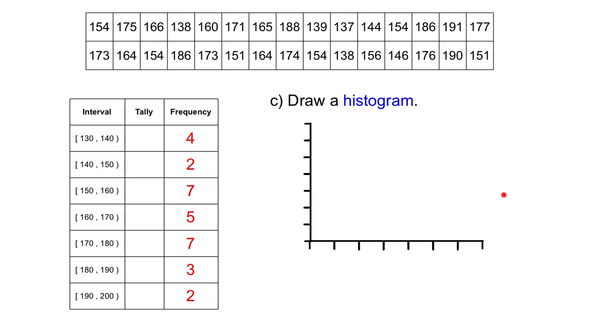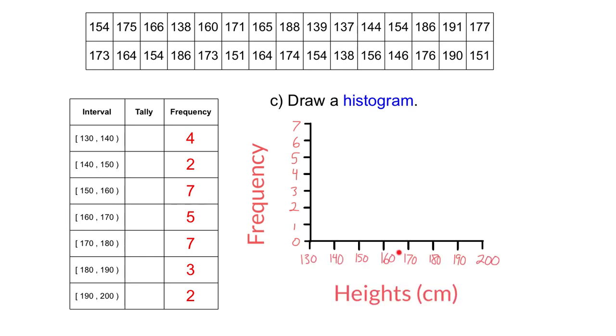Over here, I'm going to draw my histogram. Now, the first thing you want to do is make sure that you're putting frequency on the vertical axis, like this. Now, on the horizontal axis, this is where you label your intervals. So my lowest interval started at 130. I went up by tens, and then the highest number is going to be 200. So on my histogram, I'm going to start at 130, go up by tens until I get to 200, like this. And now I just make the bars.